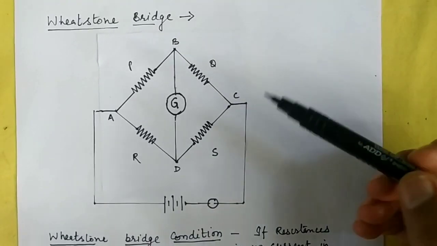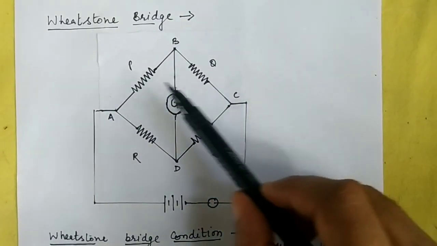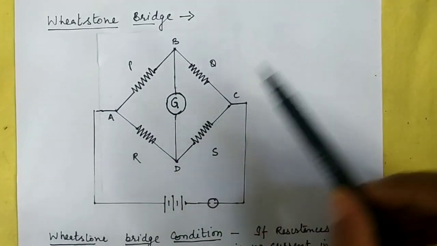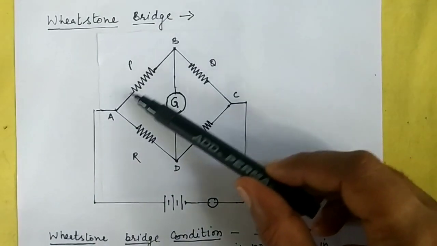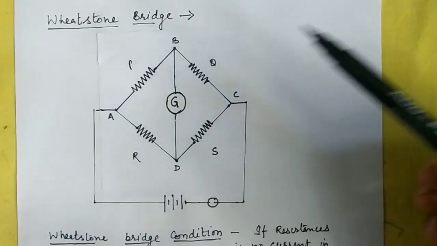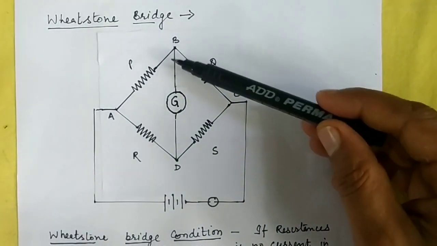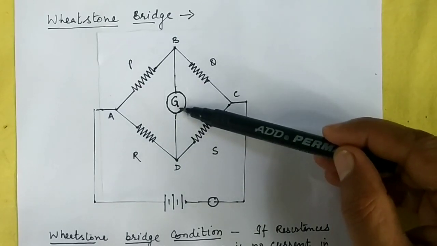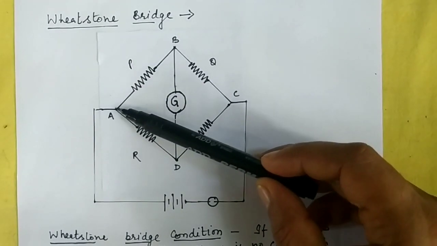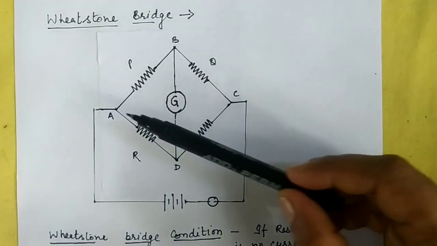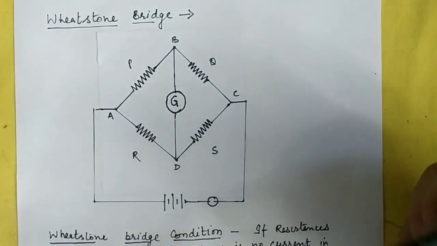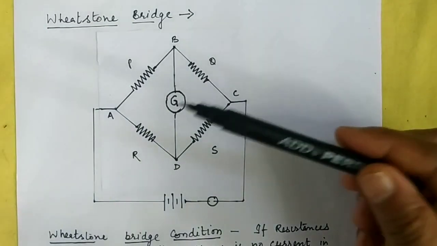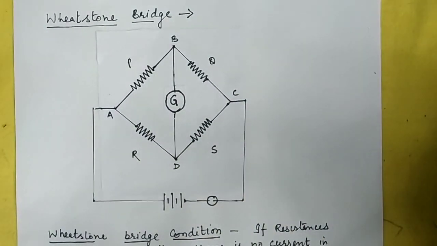Wheatstone bridge consists of the four resistances P, Q, R, S. They are connected as the sides of a quadrilateral. Across one diagonal we connect a galvanometer, and across the other diagonal, that is AC, we connect a battery through this key. This arrangement of the resistances is known as the Wheatstone bridge.